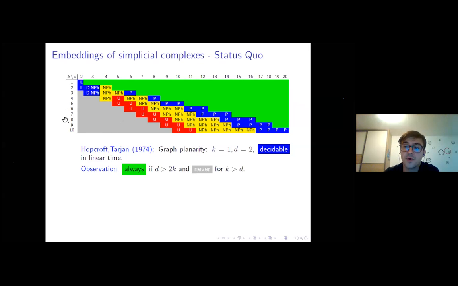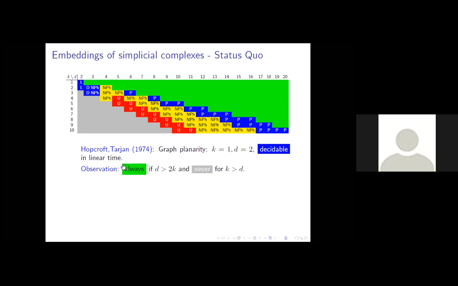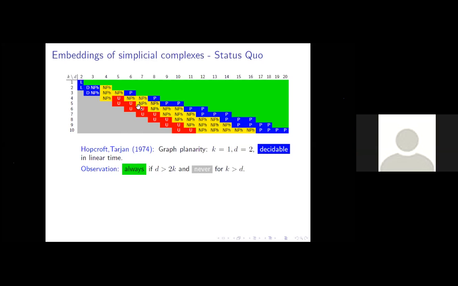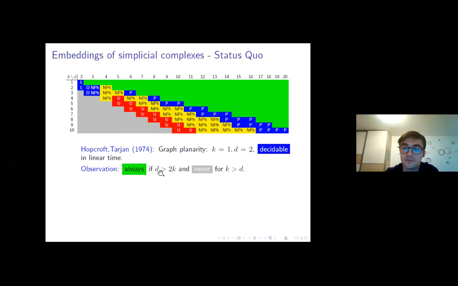Then just by dimension counting, you can observe. Marek, I'm sorry again. So it's only PL embedding. Yes. Okay, thank you. So if d is greater than 2k, we are always able to PL embed. And if k is greater than d, say I'm mapping something 10-dimensional to something 2-dimensional, you can probably imagine this will create some self-intersection. So this is always the green part, and never the gray part.